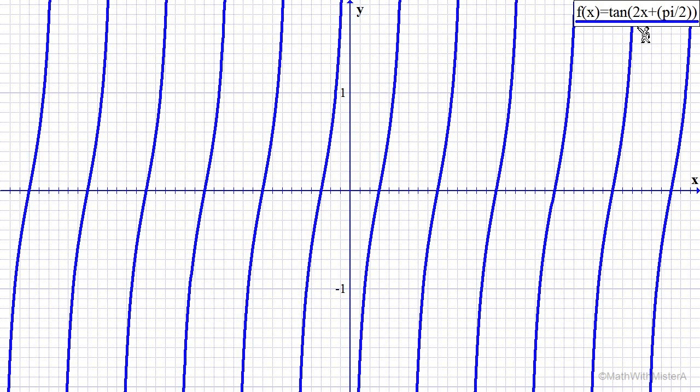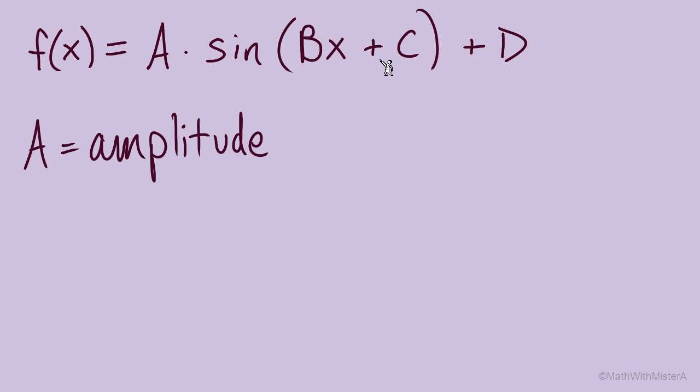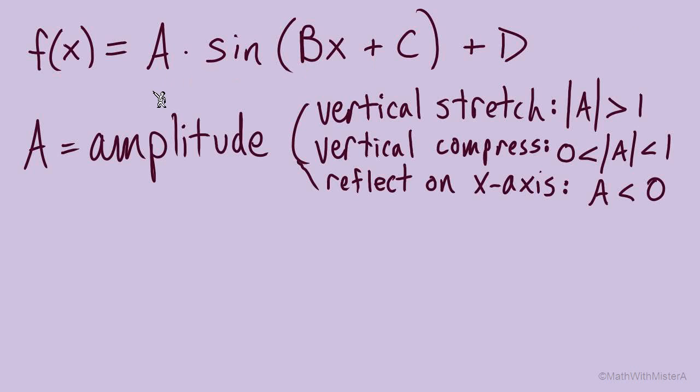We start off with a period of 2 pi for cosine and sine, but a period of just pi for tangent. Let's do a quick recap of these transformations. A was the amplitude, and left over from our original thoughts of function transformations, what we know about A is that it will do a vertical stretch when A is bigger than 1. It will do a vertical compress when A is between 0 and 1. And if we have a negative A, it's also going to reflect on the x-axis.